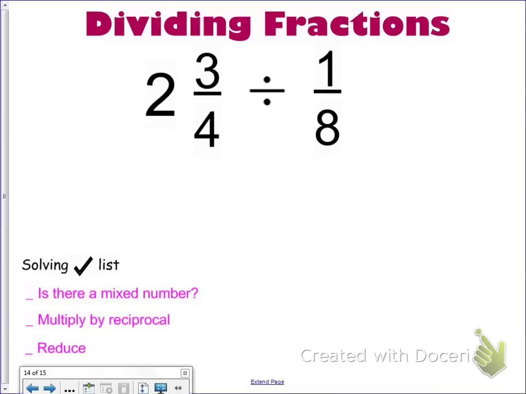So there is another little song that goes with dividing fractions. It goes like this: dividing fractions, it's easy as pie. You flip the second and multiply.